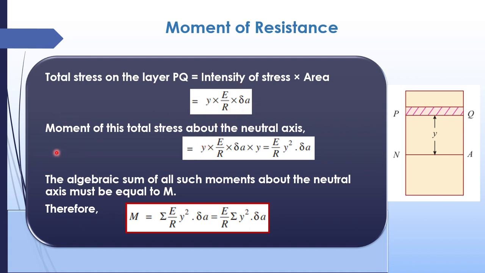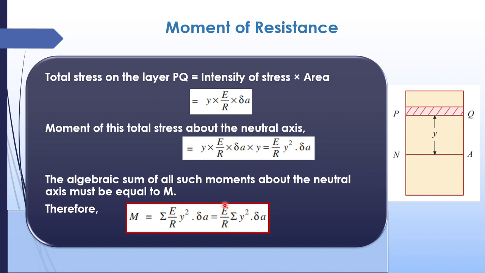So this is the stress. The moment of this total stress is nothing but this stress into y. So E by R into y square into dou A will give you the moment of the stress. Now the algebraic sum of all such moments about the neutral axis must be equal to M, that is the total bending moment or total moment of resistance. M is equal to sigma of E by R y square dou A. The total moment of stress is nothing but sigma of this particular value, which will be equal to the total moment of resistance.